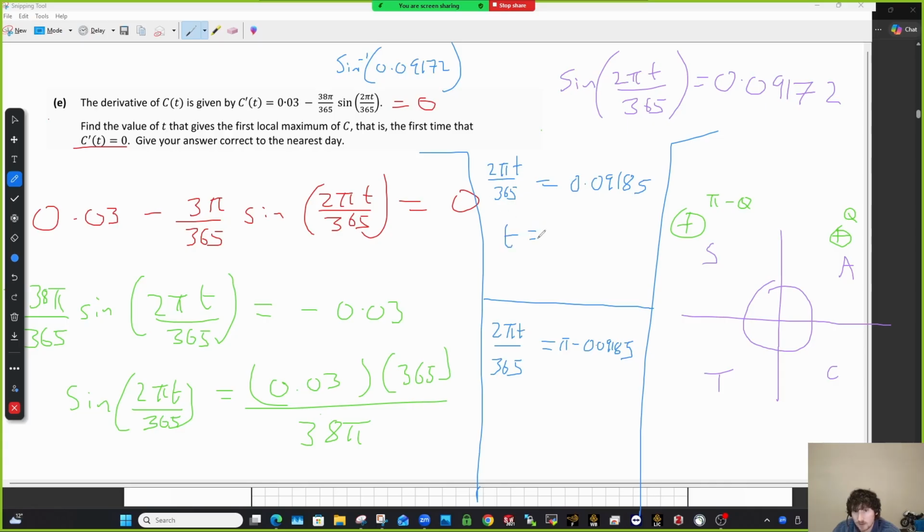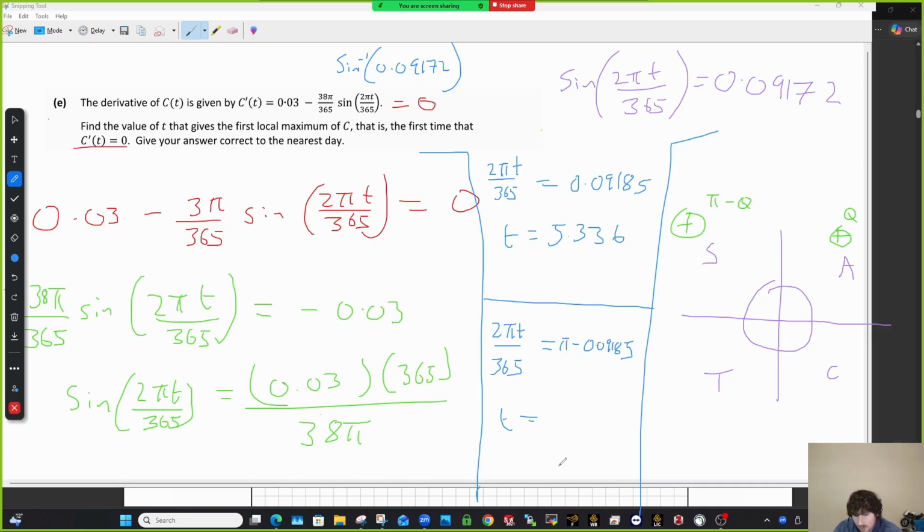So basically it's just a matter of moving this around, multiplying this by 365 divided by 2 pi. 0.09185 multiplied by 365 over 2 pi. And the first one there is 5.336. Are there units on that? t might be in hours or something, you know, or days. They didn't tell us the units here. It would have been mentioned earlier on in the question.